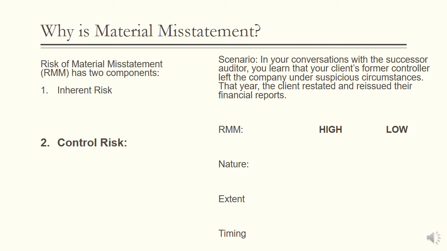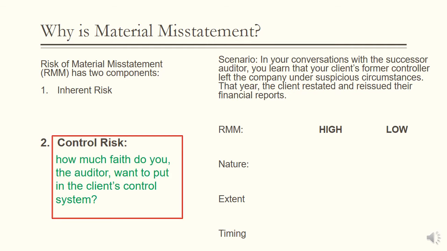So this slide is a refresher again. Risk of material misstatement has two components: inherent risk and control risk. The second phase is what auditors are evaluating as they determine how much faith they, the auditor, want to put in the client's control system.